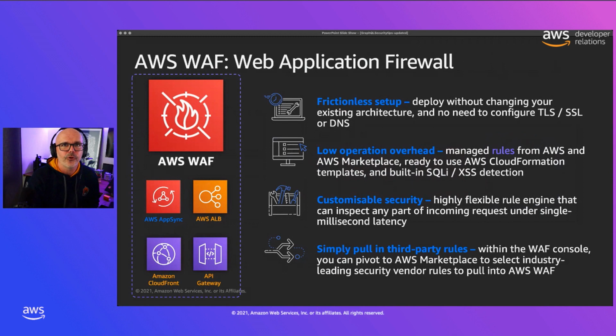So if you haven't used it before, AWS WAF is a web application firewall that's managed and runs on AWS. It integrates with services like AWS Application Load Balancer, Amazon CloudFront, API Gateway, and of course AWS AppSync. Again, like AppSync, it's a managed service, so there's no infrastructure for you to manage. There's really a very low operational overhead as you simply use the rules that you write yourself, or you can use managed rules that are provided by AWS.